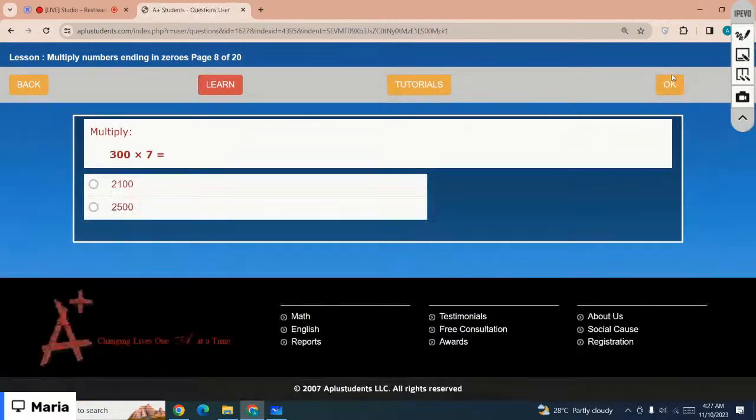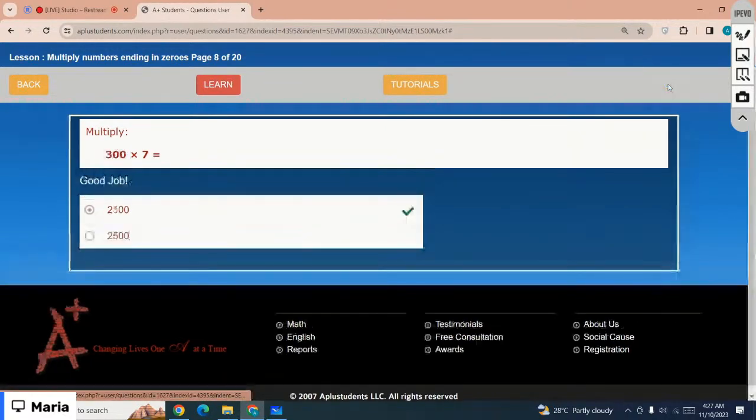300 times 7, which is the correct option? The correct option is, 7 times 3 is 21. Then you have to add the zeros at the end, so that would be 2100. Option number 1 is the correct option.